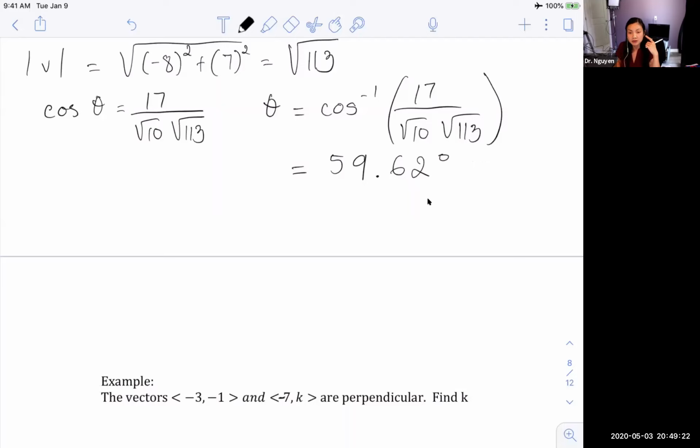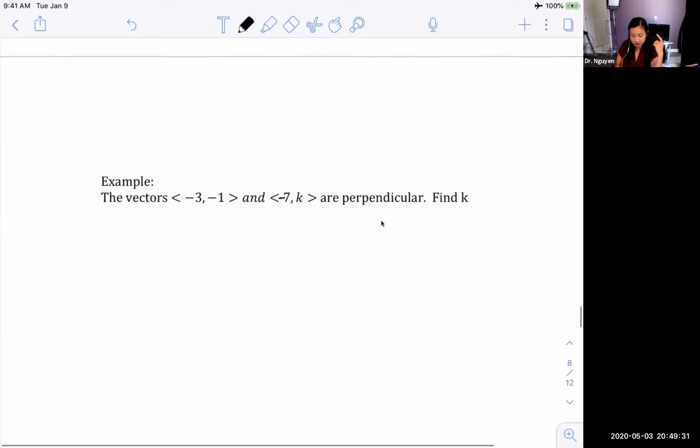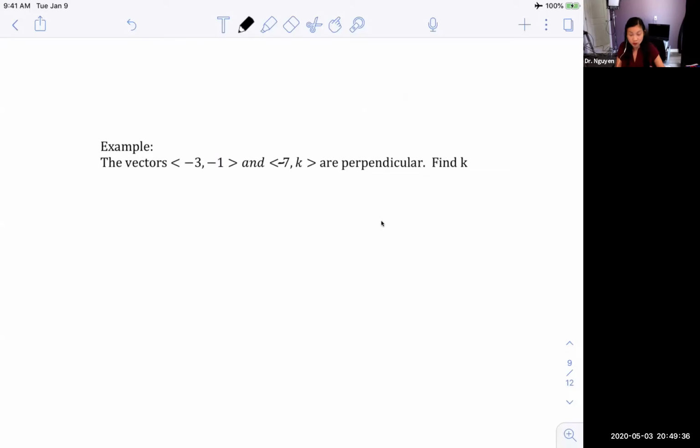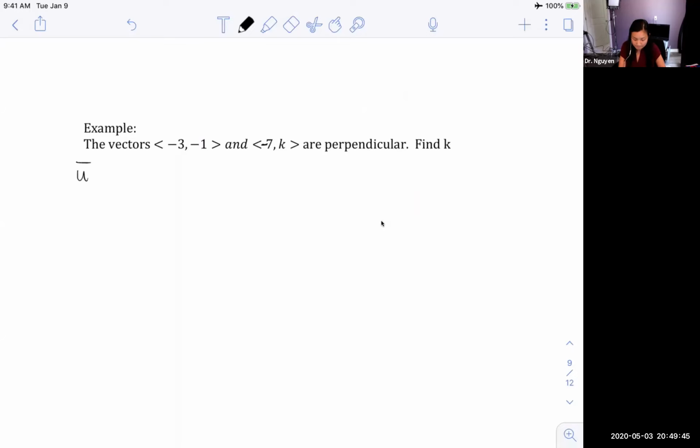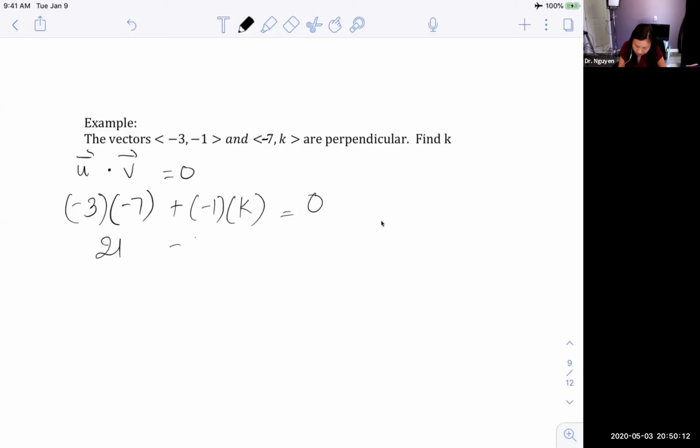If you use a calculator, the answer is going to be 59.62 degrees. Okay, so the next example, we're dealing with perpendicular. And I just want to remind you, if the two vectors are perpendicular, if and only if the dot product is 0. So all we have to do is set up the dot product and set it equal to 0. So what I have right here is -3 times -7 plus -1 times k equal to 0. So I have 21 minus k equal to 0. So negative k is going to be -21. So k is 21. Okay, so there we have it. K is 21. All right, moving on.